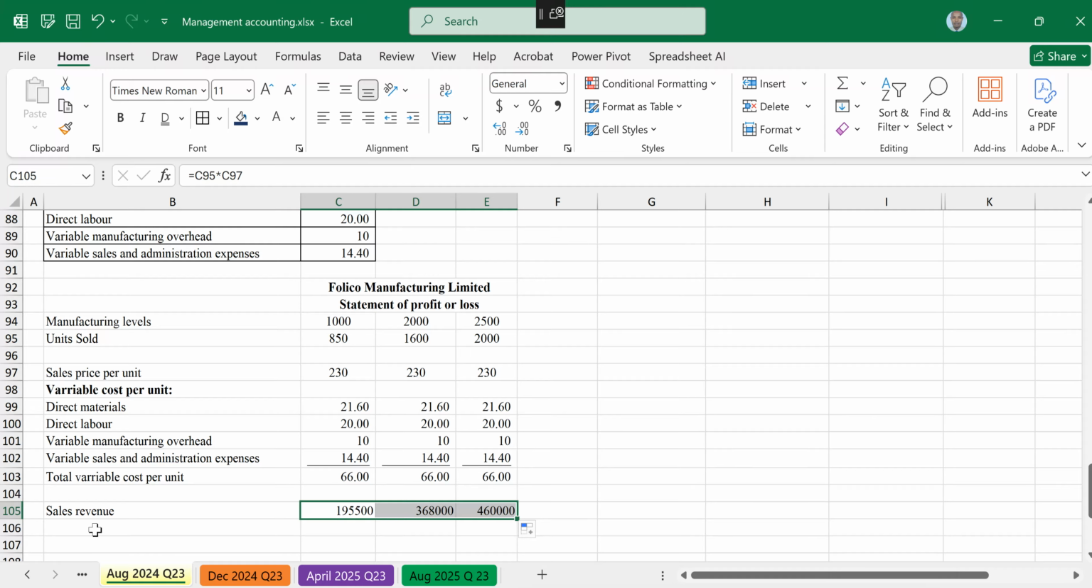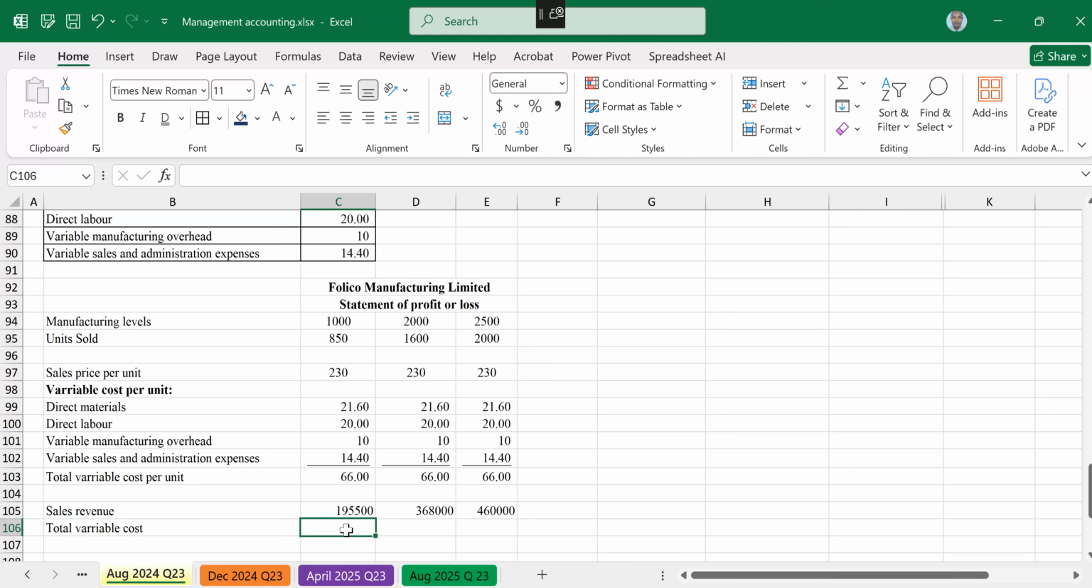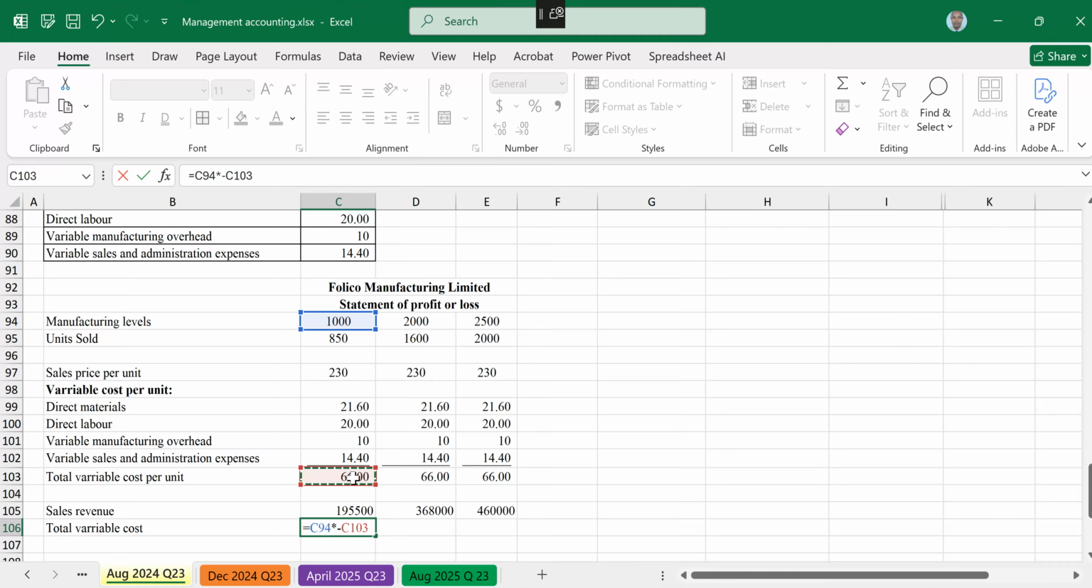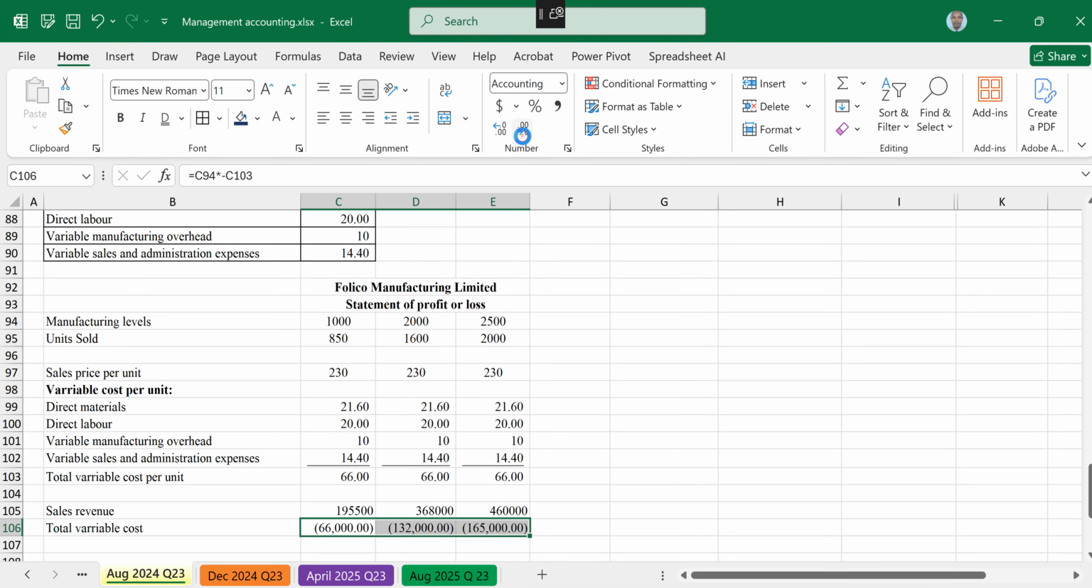Then total variable cost. The total variable cost will be equal sign, the units produced, the manufacturing levels, times negative the total variable cost per unit. Enter. That is 66,000 here, drag across. Okay, you can reduce the decimals to your level.